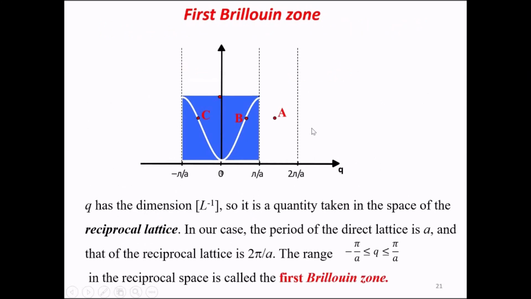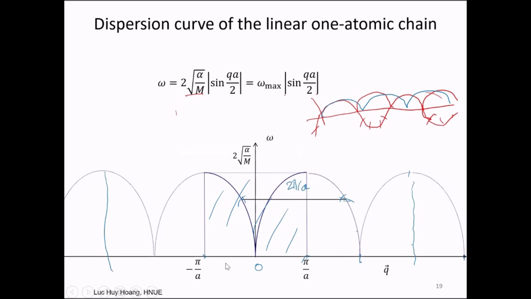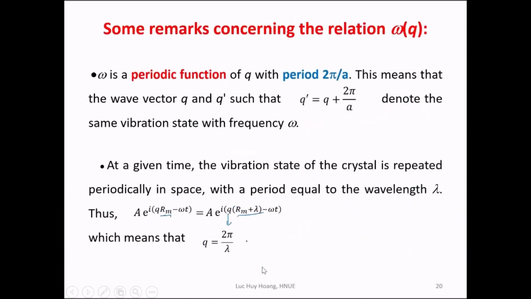Let's look. We select this area for the dependence of omega on Q. We don't have to consider other parts, because this area is enough for you to understand how omega depends on Q. And we select 2 pi over A, from minus to plus pi over A. Okay? And now it's time to see what this is.